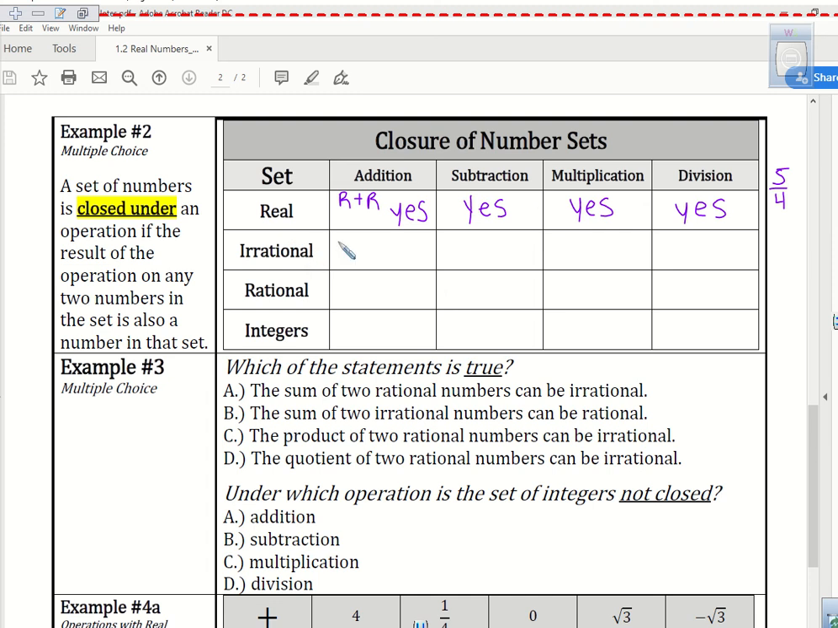All right, irrational number. Irrational number plus irrational number can sometimes be a rational number. That means it is not closed under addition. An example of that would be like the square root of 2 plus negative square root of 2 equals 0. Irrational plus irrational equals a rational number. Same reason, irrational numbers are not closed under subtraction. Irrational numbers are not closed under multiplication, and they are not closed under division.